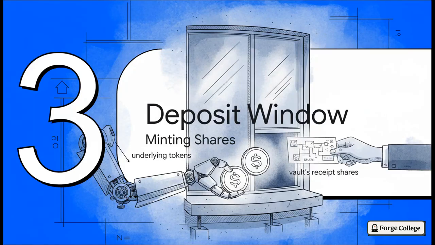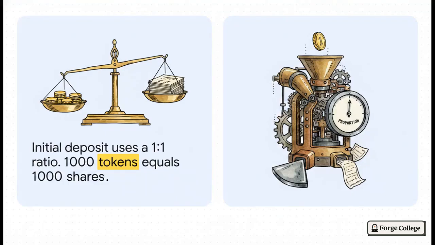Step 3. Building the deposit window and minting shares. Let's step up to the teller window and see how this builds mathematically over time. The very first deposit into the vault is beautifully simple. It's a 1-to-1 ratio. You deposit 1,000 underlying tokens, you get 1,000 shares back. Easy, right?